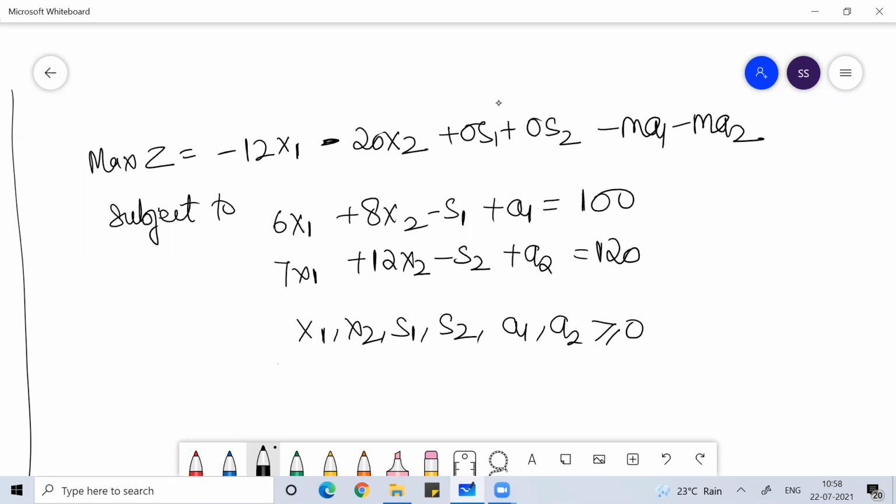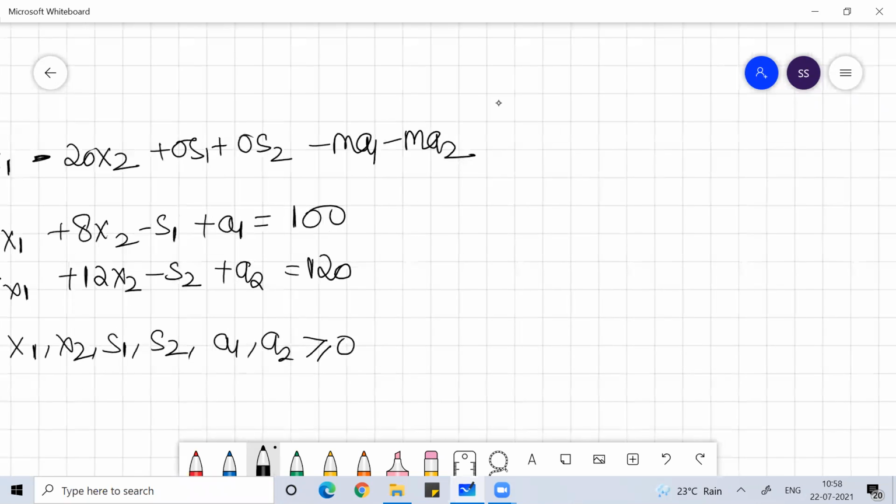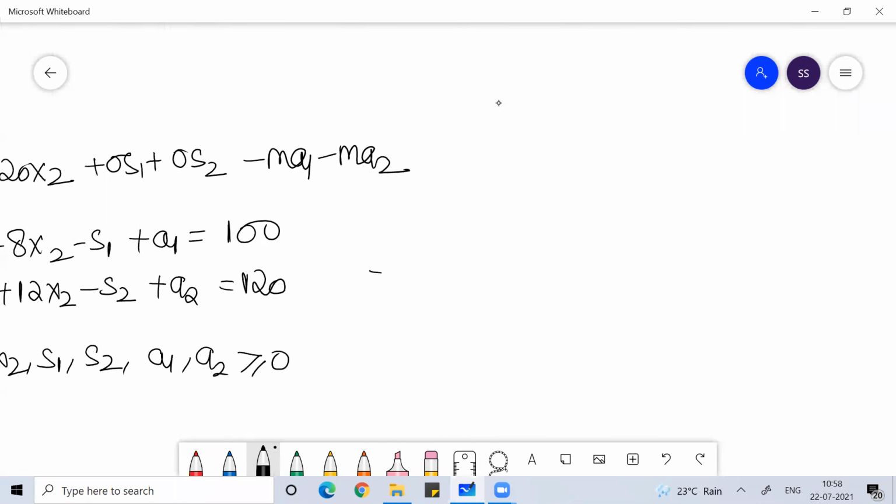Clear everyone? So now you have written down the standard form. Once you have written down the standard form, you can write that in the form of a matrix.